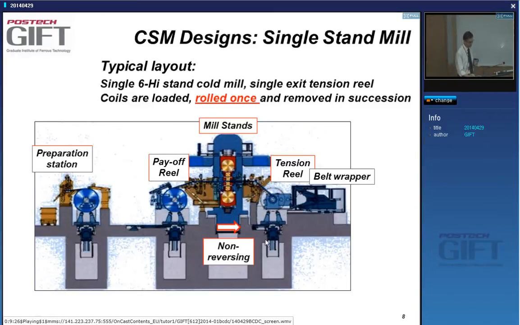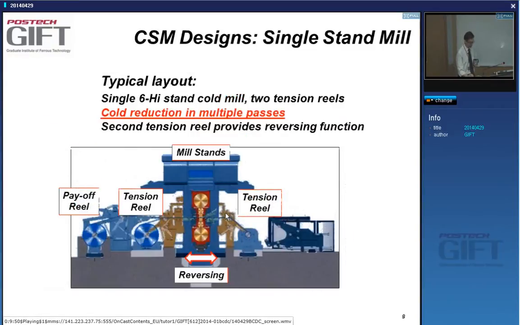So in this particular case, this type of setup is for situations where the coils are loaded. They're rolled once, coiled on the other side, yes, and then removed. And this is a non-reversing situation. So that's when you only do one pass.